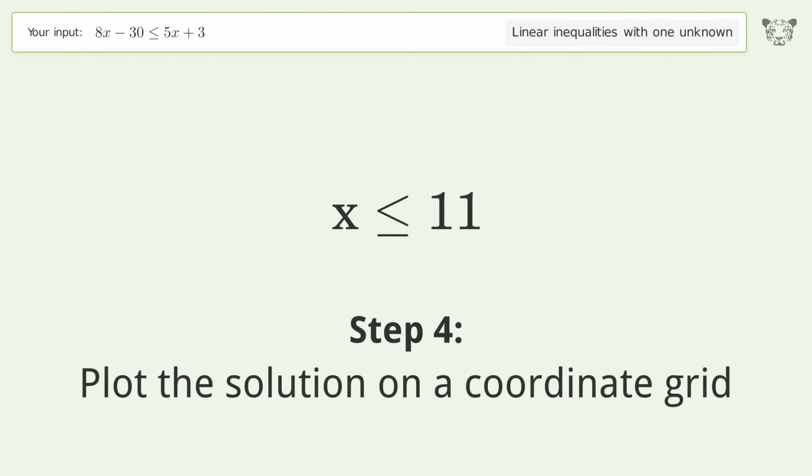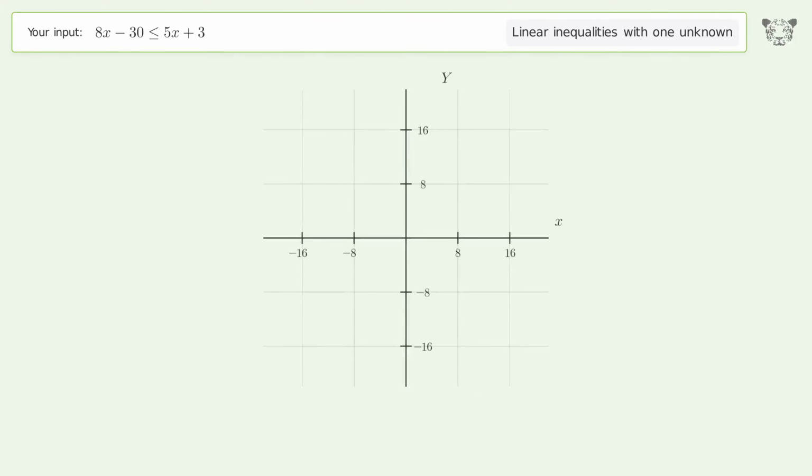Plot the solution on a coordinate grid. And so the final result is x equal or smaller than 11.